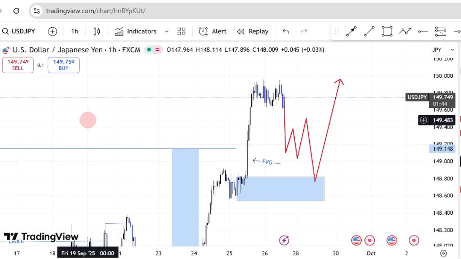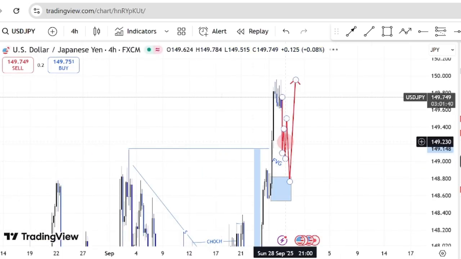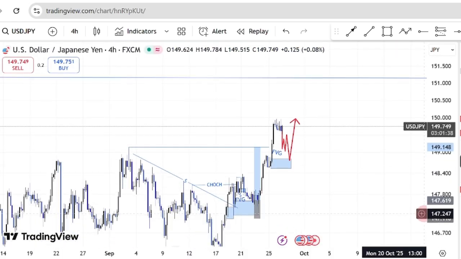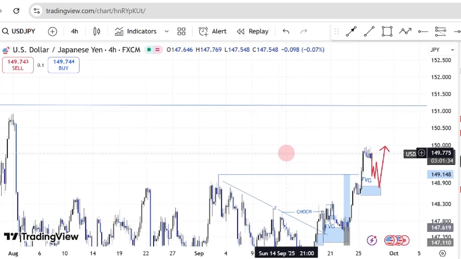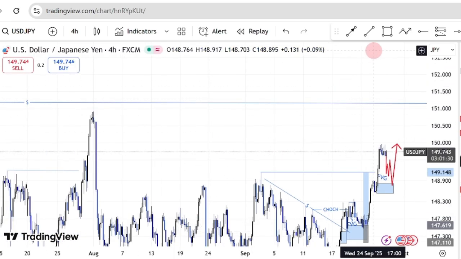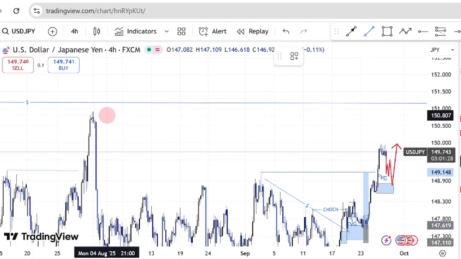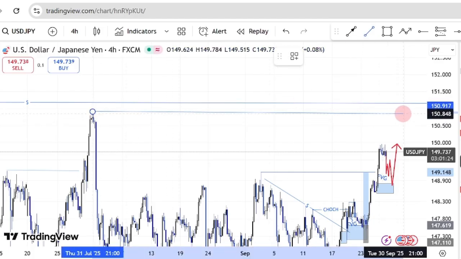Now, let's go to the 4 hours to understand the bigger picture and where will be our next target on USDJPY in the coming days. If you actually see on the 4 hours, this order block is also valid. So looking at the 4 hours time frame, what can you see? We still have this high to be taken out. We want to see price run all the way to this point.